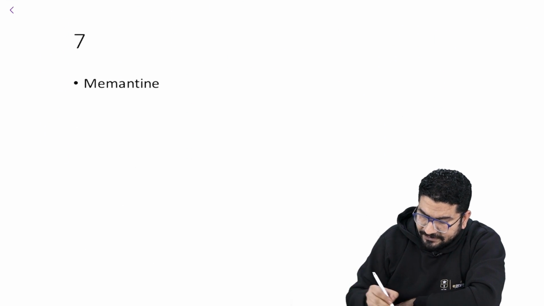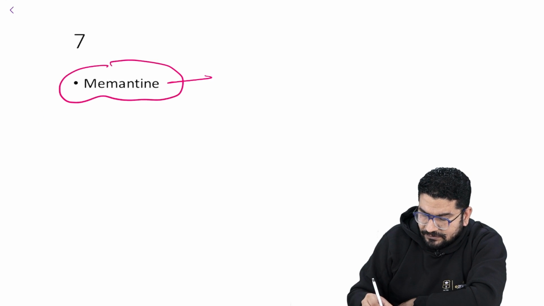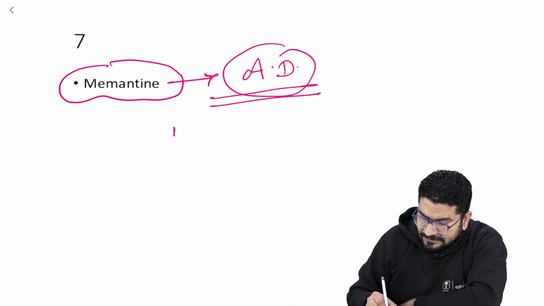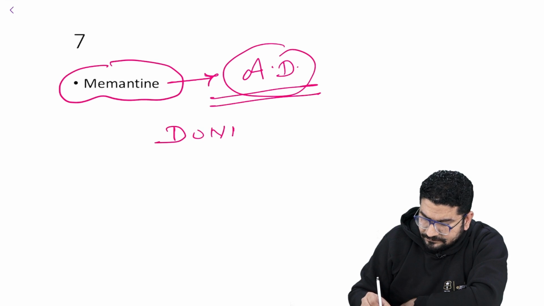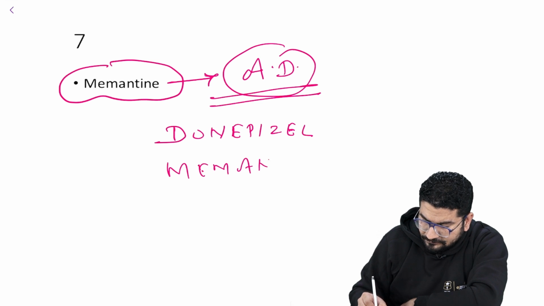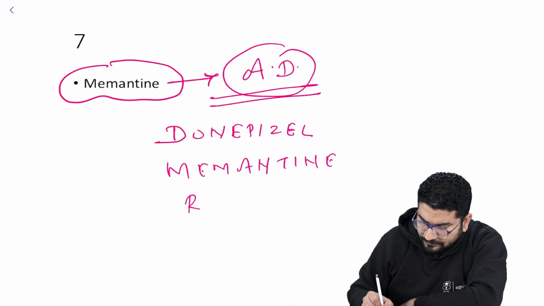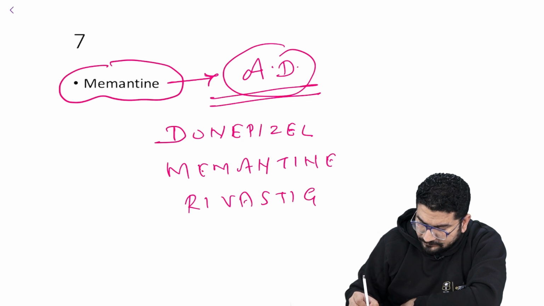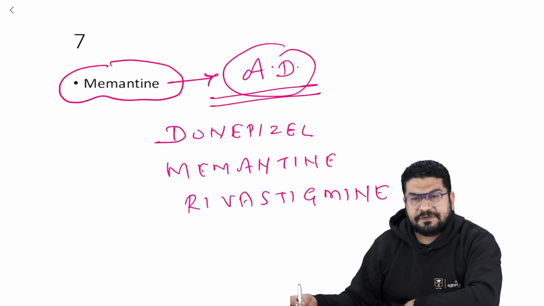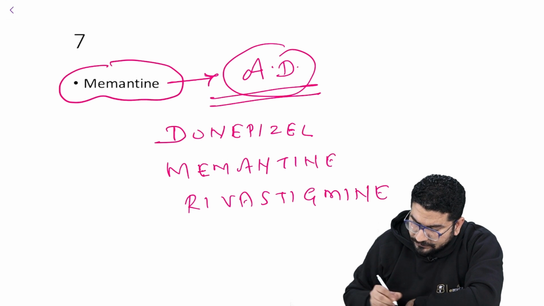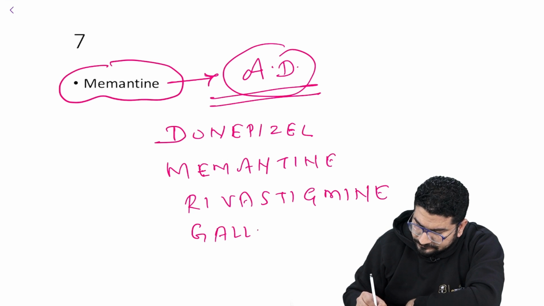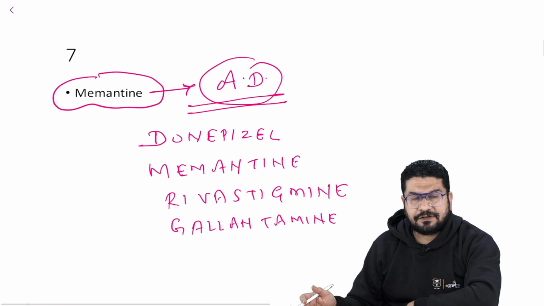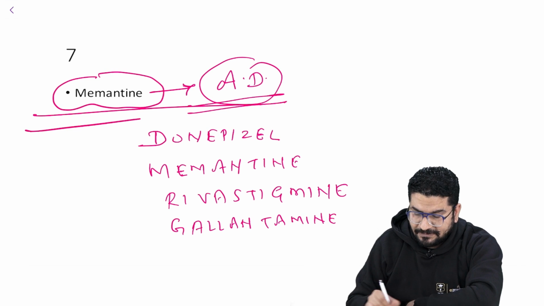Okay, there was a question on memantine. However, I could not get the exact question. Memantine, as you know, is a drug that we use in patients with Alzheimer's disease. In Alzheimer's disease, we can use drugs like donepezil, memantine, rivastigmine, and we can also use galantamine. You can write in the comment box what the exact question was, but what I could get was a question on Alzheimer's disease and memantine.